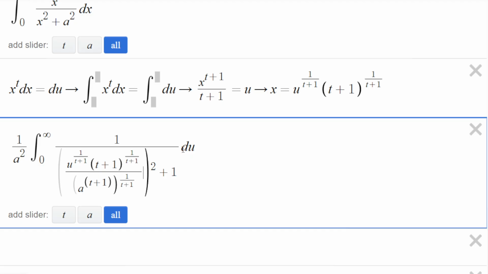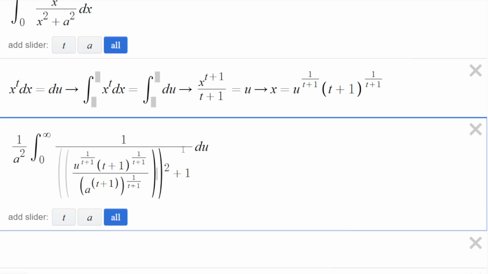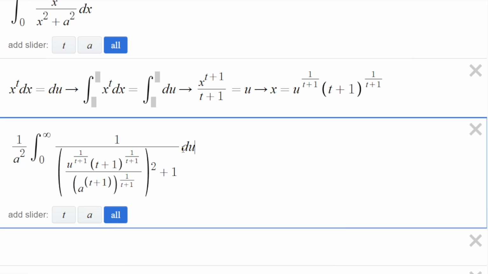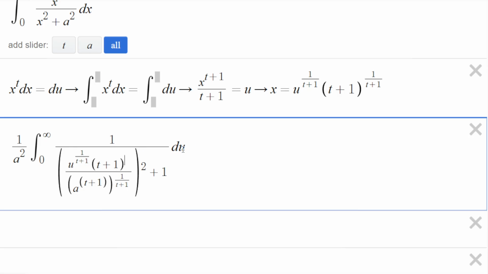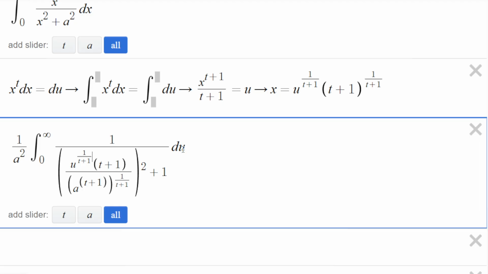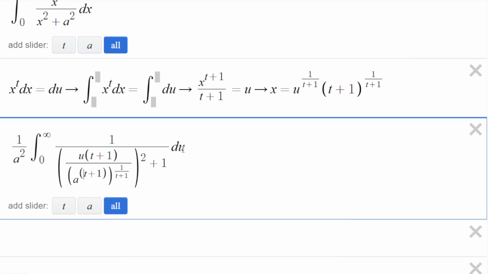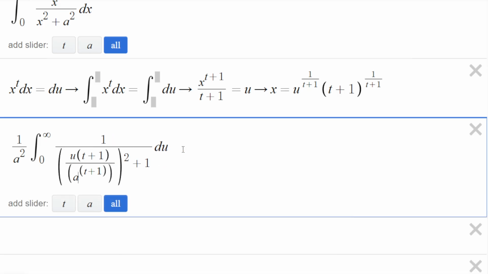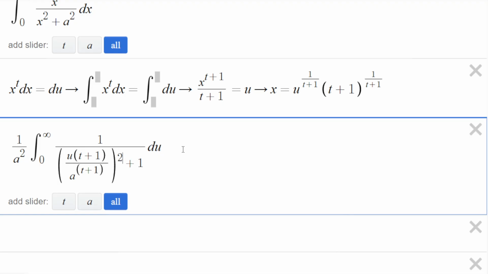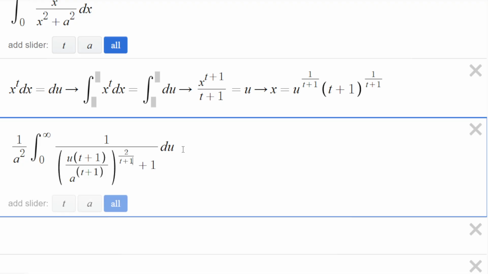And now we can actually create another parentheses here and say that, let's see, let me think. Okay, yeah, so we can get rid of all this and just raise the entire expression to the 1 over t plus 1 power, which is going to just put a t plus 1 right here.